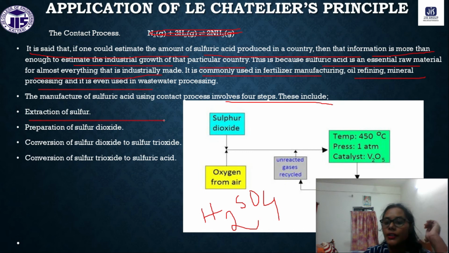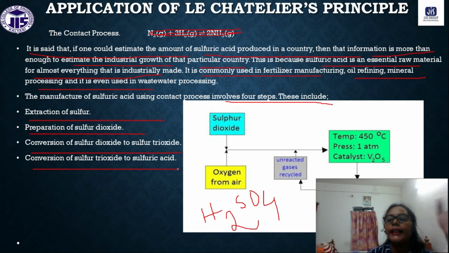First of all, extraction, we have to extract the sulfur. We have to prepare the sulfur dioxide, then the sulfur dioxide will convert into sulfur trioxide, and that sulfur trioxide will finally convert into sulfuric acid.